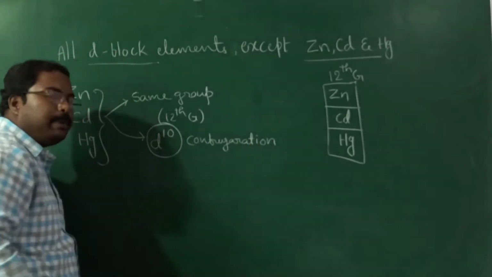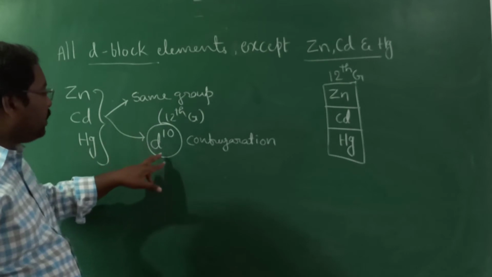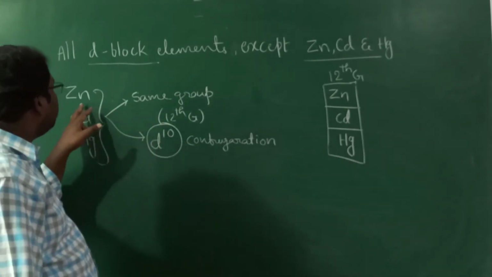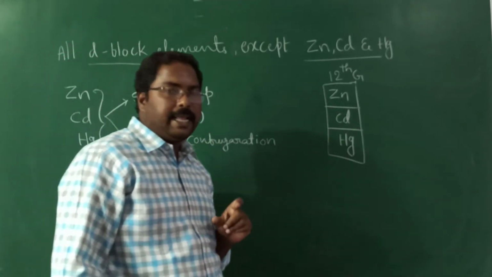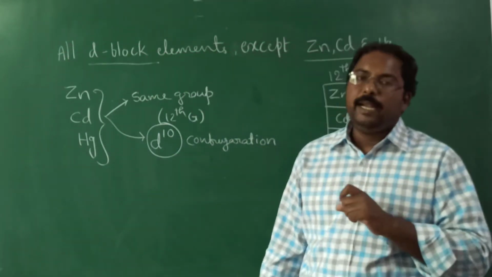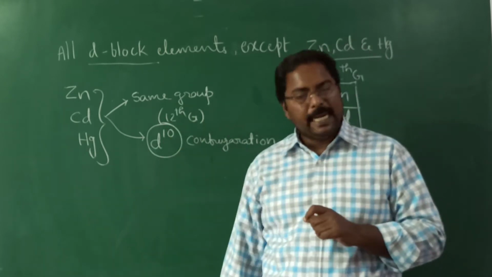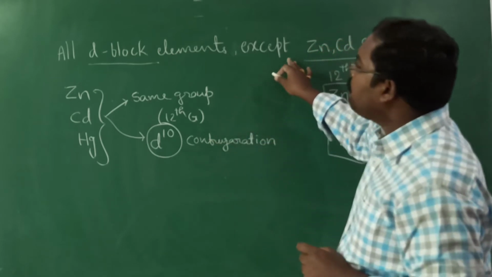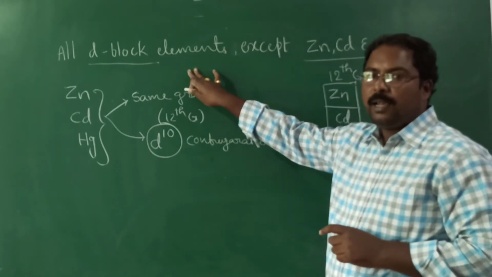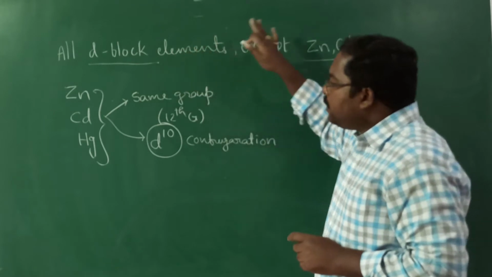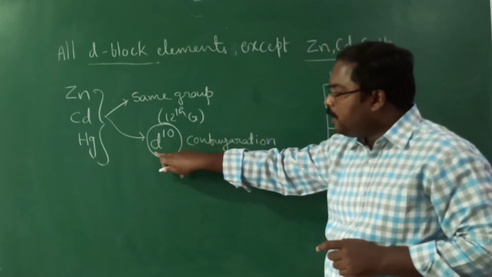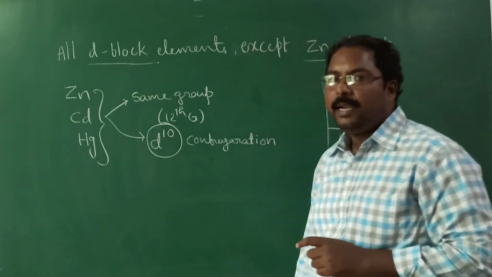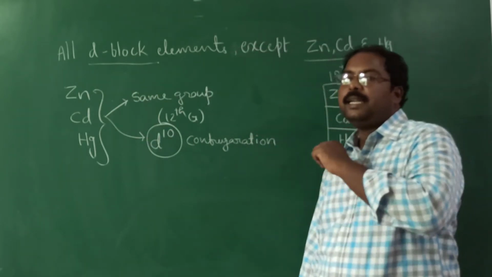Okay, these three elements will have a common point as they have d10 configuration. For example, if you observe zinc, it is 3d10, cadmium 4d10, mercury 5d10. Why are these three elements not included in the transition elements? Definition-wise, in all these cases the last electron entered into the d orbital, so these are called d block elements only, right? But why don't we call them transition elements?